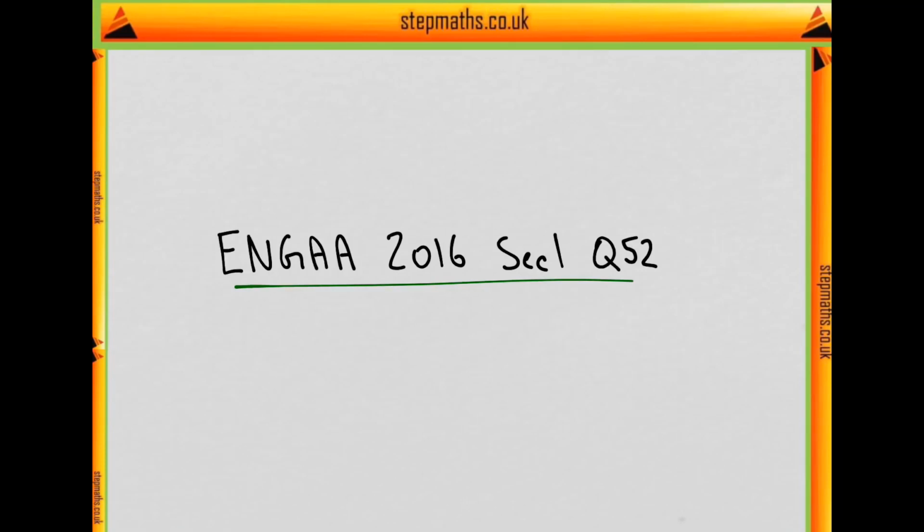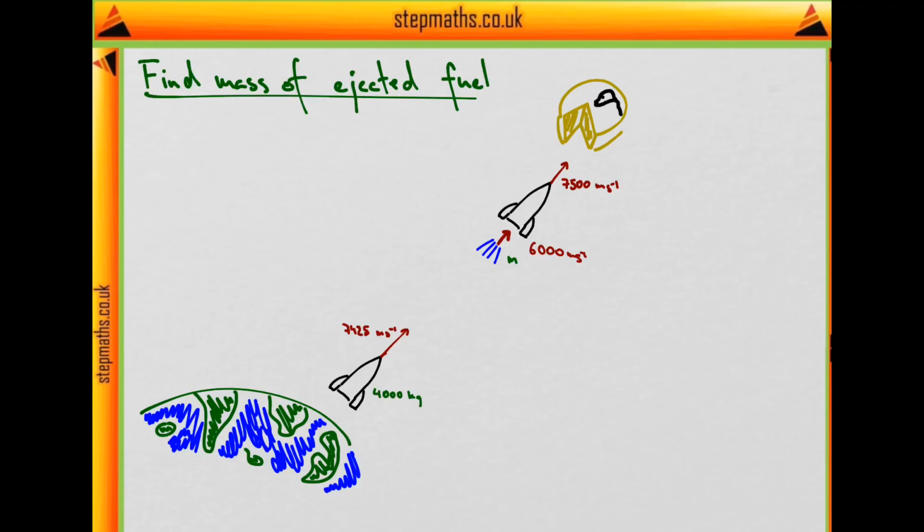In this video, we'll look at question 52 from the 2016 exam. So in this question, a spacecraft is going from the Earth to the Moon, but halfway through they realize that they don't have enough speed, or they'd like to go faster. So they eject some fuel all of a sudden in a massive burst to propel themselves forwards.